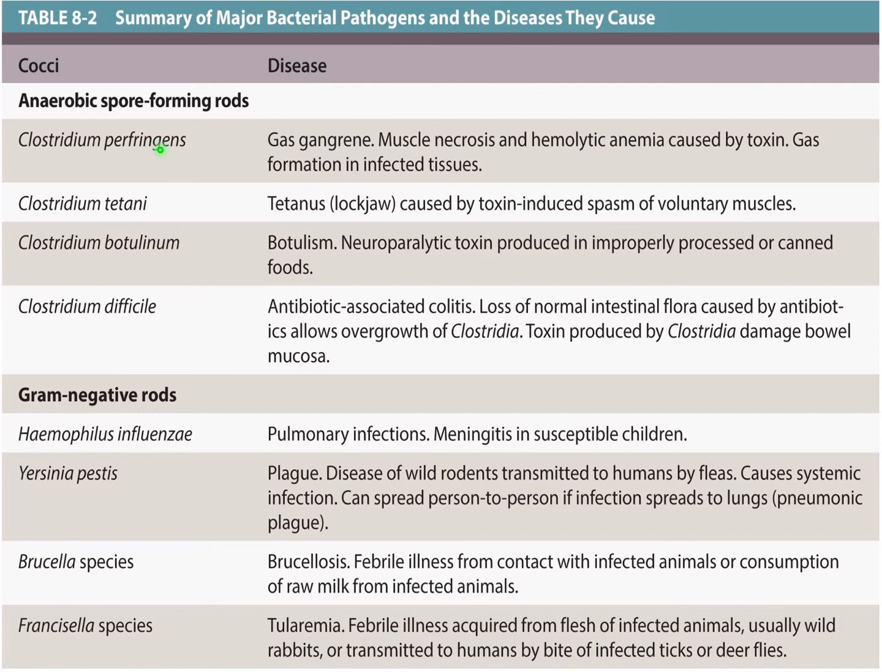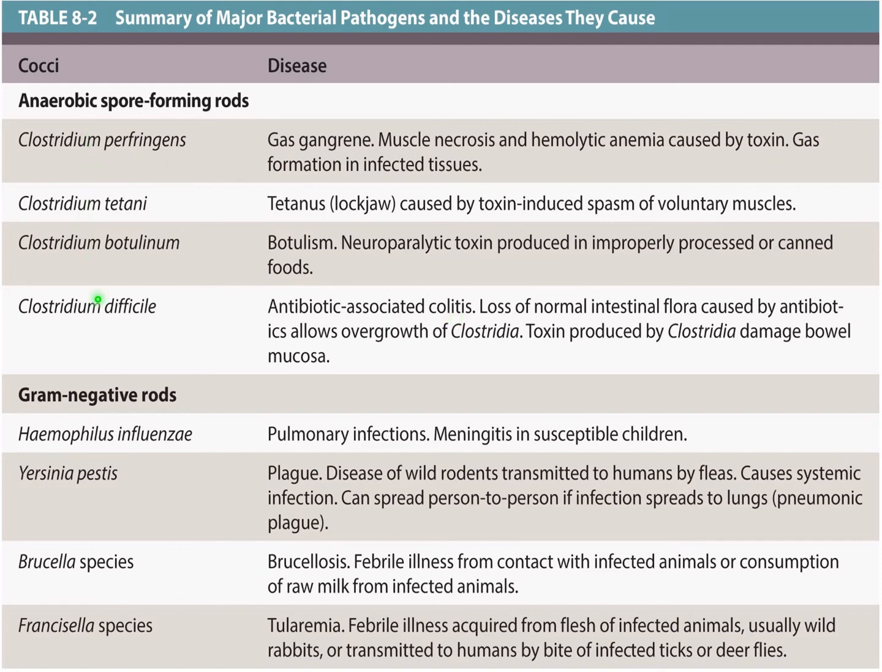Clostridium perfringens causes gas gangrene. This actually will cause muscle necrosis and hemolytic anemia. And gas formation is in infected tissues, and I'll show you a picture in just a moment. Clostridium tetani is the etiological agent of tetanus, or the common name lockjaw. Clostridium botulinum causes botulism, one of our forms of food poisoning. And Clostridium difficile, or C. diff, as it's commonly referred to, causes usually an antibiotic-associated colitis.